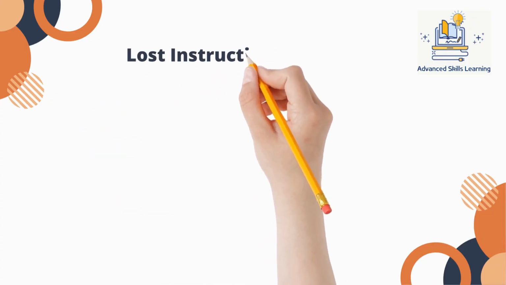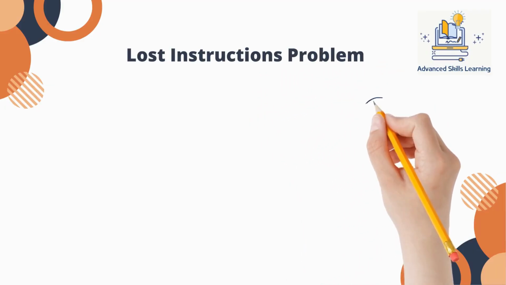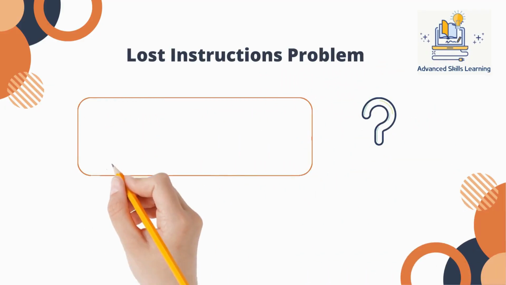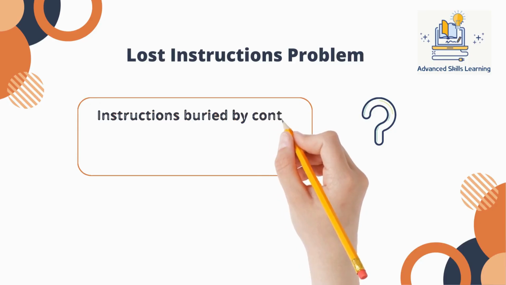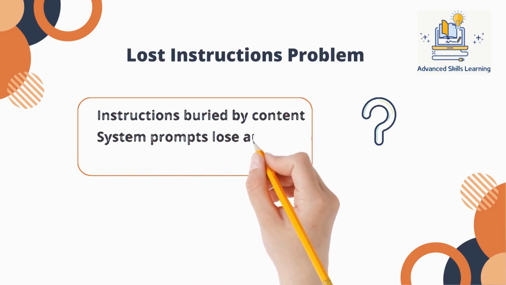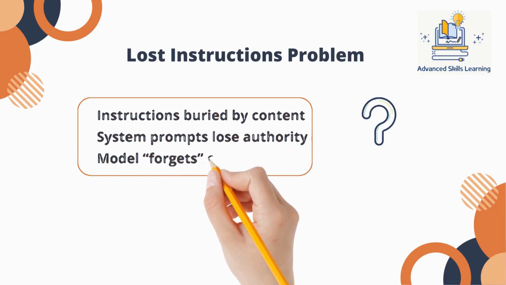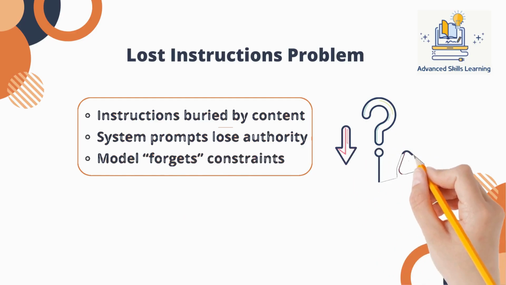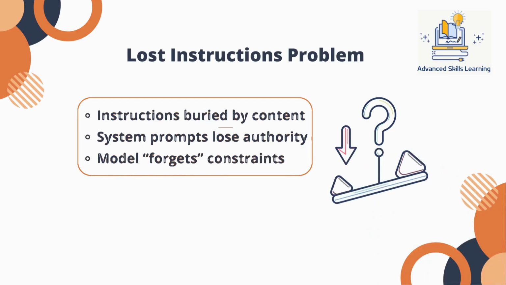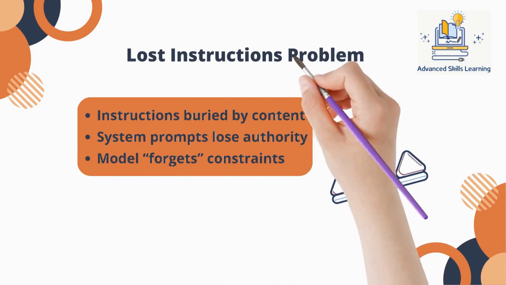Another frequent failure mode is instruction loss. System prompts, formatting rules, and safety constraints are often placed at the beginning of the context. When large documents or retrieved chunks are appended afterward, those instructions can lose priority. The model may still respond fluently, but it stops following rules you thought were guaranteed.